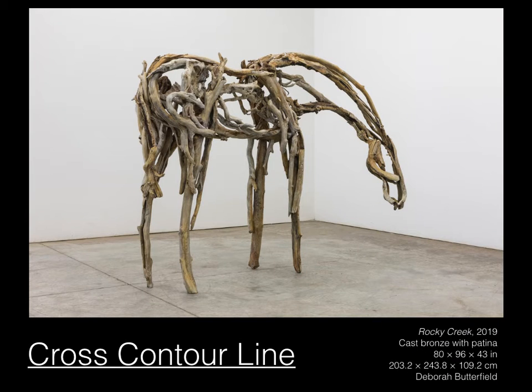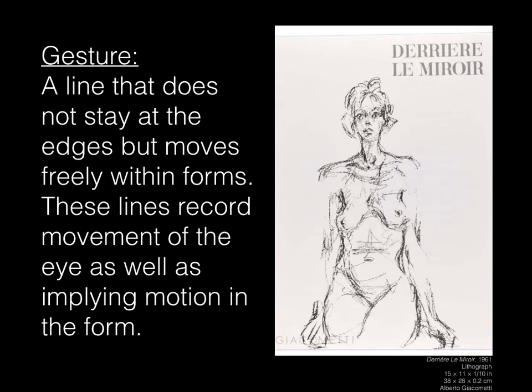A three-dimensional example of that is this piece called Rocky Creek by Deborah Butterfield. It looks like wood that you would find on a beach, driftwood, but they're actually cast bronze. What it is, is this horse, and we are able to see the horse by all these stacking sticks that come over the form and then begin to develop a sort of volume. As the lines cross over each other and wrap around the form, this is an example of cross contour and how we're able to create volume and depth with just line.